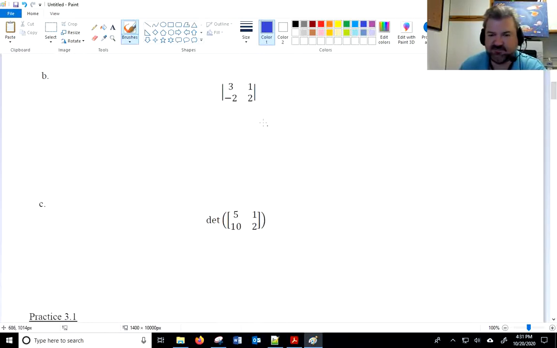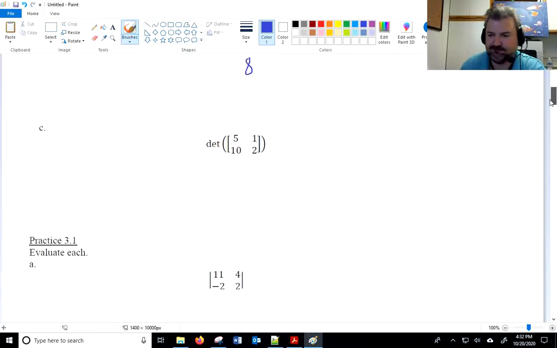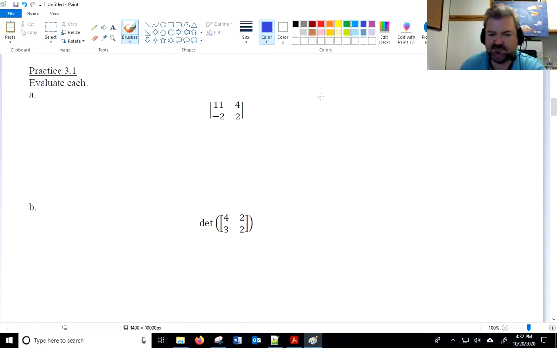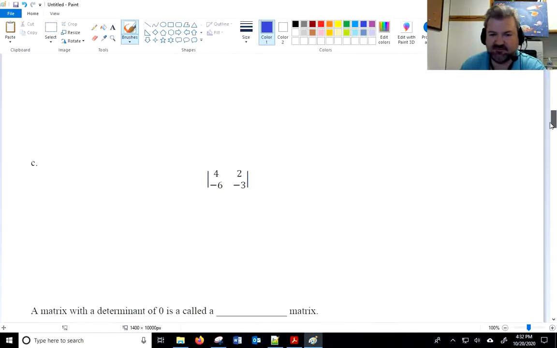Let's find the determinant of this one. 3 times 2 is 6, minus a negative 2 times 1 is a negative 2, so this becomes 6 plus 2 is 8. Okay, the determinant of this matrix, 5 times 2 is 10, and 10 minus 1 is 10 as well. This matrix has a determinant of 0. All right, I'd like you to pause the video now, please, and attempt to find the determinant of these matrices. I have that one, that one, that one.